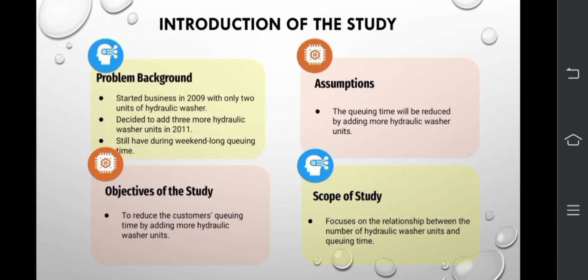Under chapter 1, introduction of study, we have a problem background, which is the company started in 2009 with only 2 units of hydraulic washer, and in 2011 the company added 3 more hydraulic washers, and still on the weekend we have a long queuing time. So the objective of the study is to reduce the customer queuing time by adding more hydraulic washers. The assumption of this study is to reduce the queuing time, and the scope of study is to focus on the relationship between the number of hydraulic washer units and queuing time.